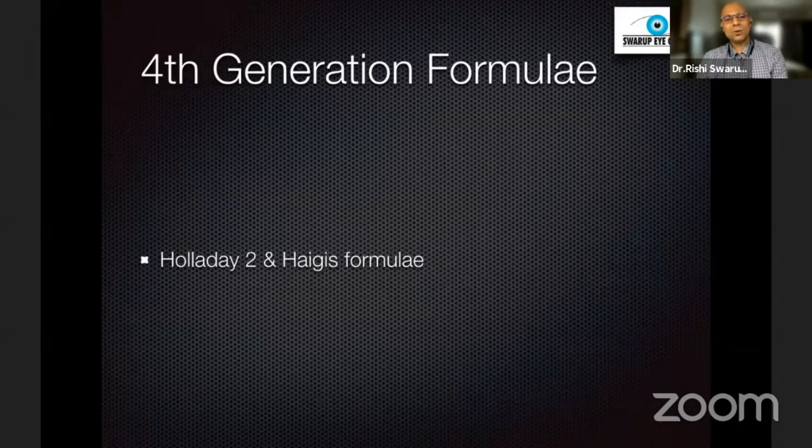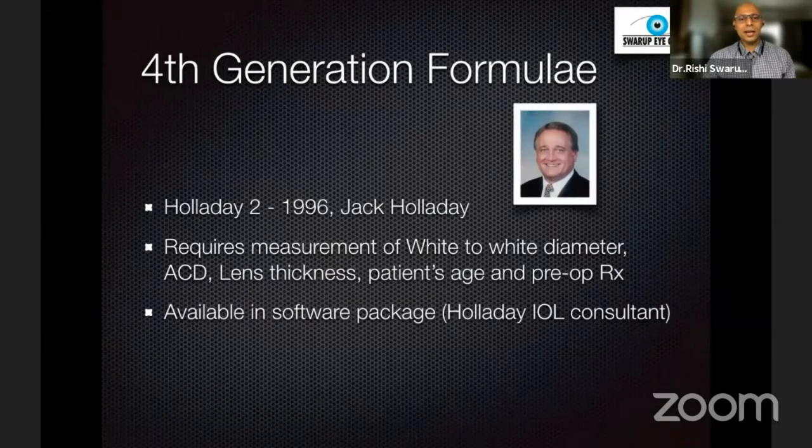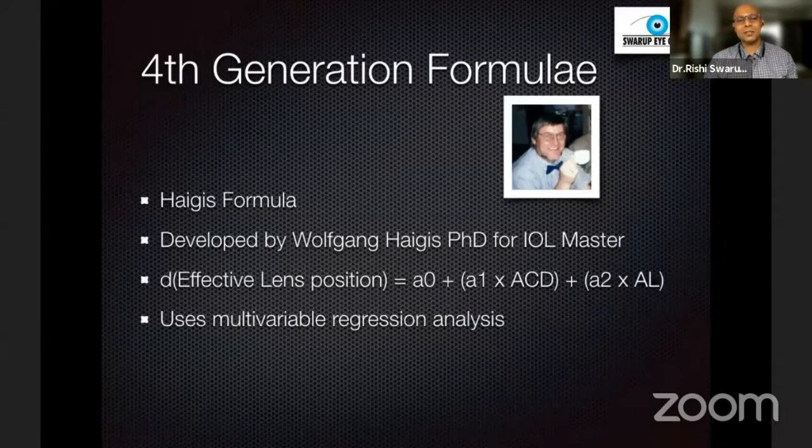In the last decade or so, the fourth generation and fifth generation formulas have really taken over. That started with the Holladay 2 and the Haigis formula. Holladay 2 is named after Jack Holladay. He's an ophthalmologist, but he's also a physicist, and he's done some great innovative work, the benefits of which all of us are reaping today. Basically, it needs additional measurements other than the standard keratometry and axial length. They were taking white to white, anterior chamber depth, lens thickness, patient data, etc. And that was all fed into the software, and it would give you an output of a result.